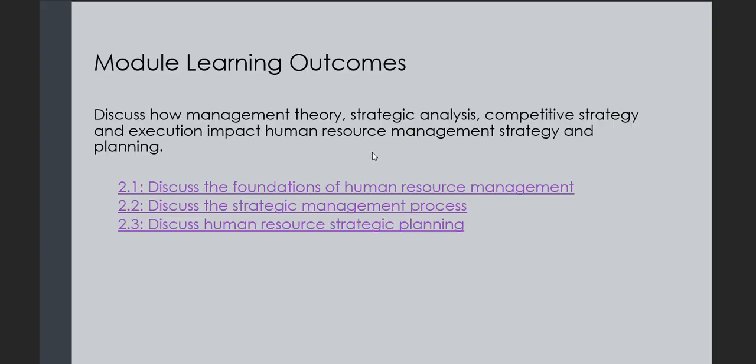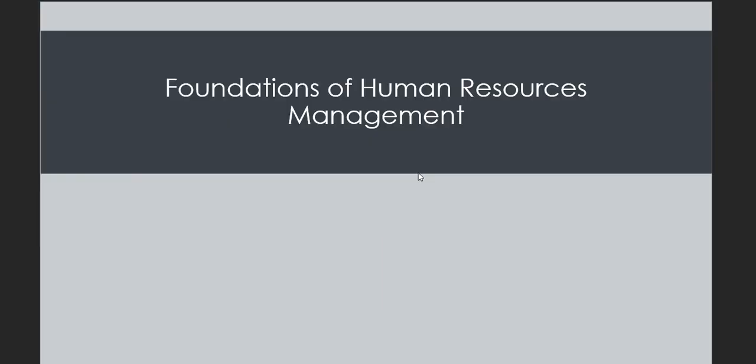So, here are our module outcomes for today. We'll discuss the foundations of HR management, exploring the management theories that have shaped our understanding of work and organizations. Secondly, we'll discuss the strategic management process, including how organizations analyze their environment, formulate strategy, and implement their plans. Then thirdly, we'll discuss HR strategic planning, understanding how HR aligns with and supports organizational strategy. So these three areas connect to form the complete picture of how HR contributes to organizational success.